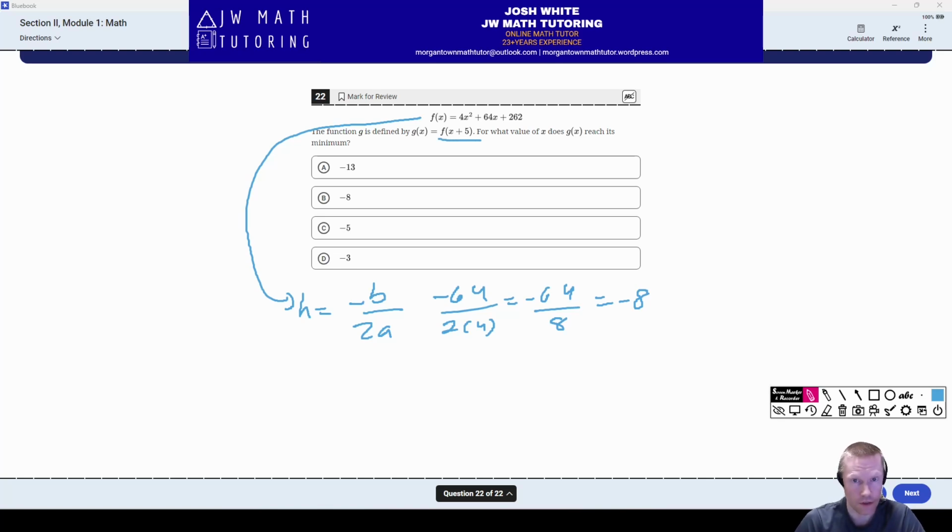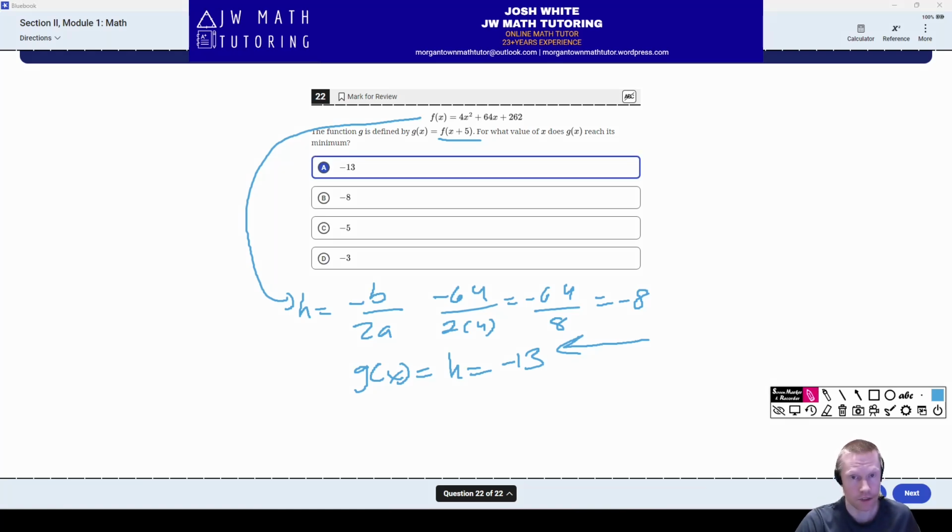G is equal to this right here, which means G is equal to F shifted to the left 5 units. So negative 8 is going to the left 5 units. Therefore, for G of x, its vertex, in other words the h value, is going to be equal to negative 8 minus 5, or negative 13. So again, the correct answer for this is going to be letter A, negative 13.